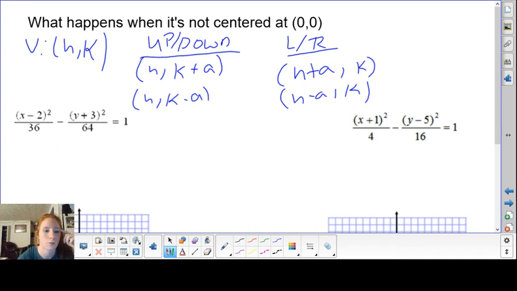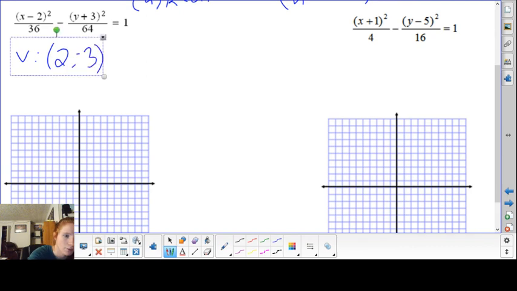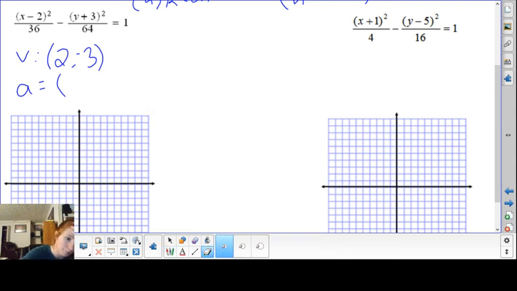So, taking a peek at this first problem, my vertex is going to be at 2, negative 3, because we have the opposite signs. My A is located at, well, oh, snap. Okay, before we keep going, I'm going to back up.